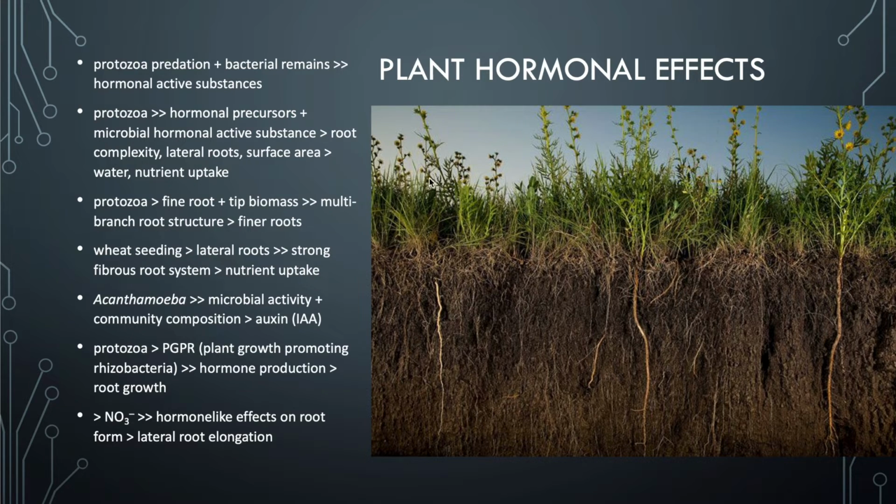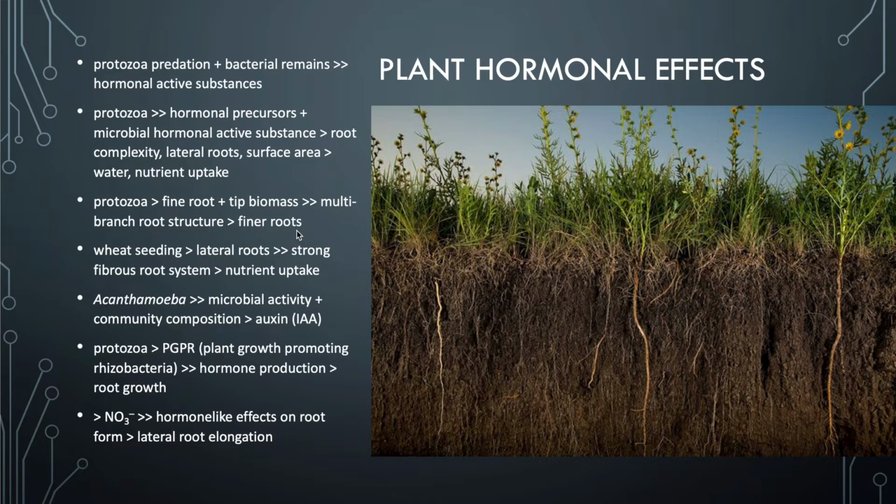growth on that very much chemical level, just by interacting with their prey, with the bacteria and other organisms that they prey on. Protozoa therefore increase fine roots and root tip biomass, and this leads to a multi-branch root structure, increasing finer roots. And of course, when this happens, that means there is a greater surface area for absorption of nutrients and water via the roots.